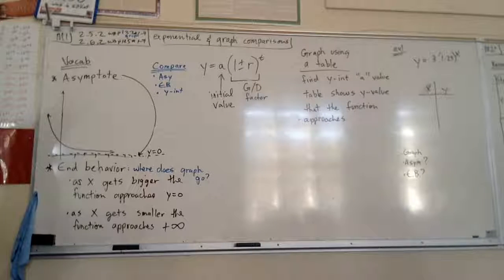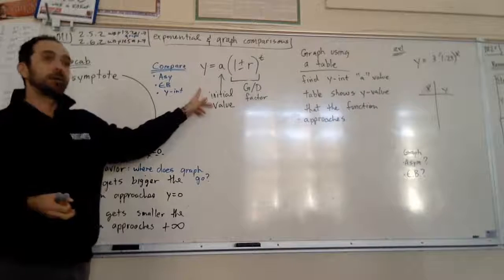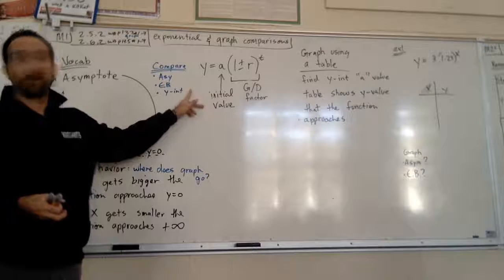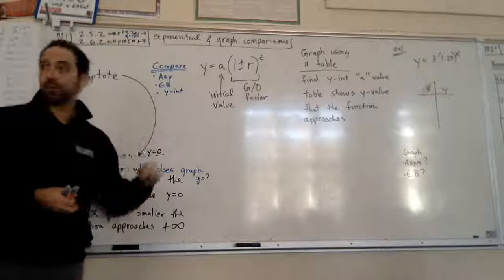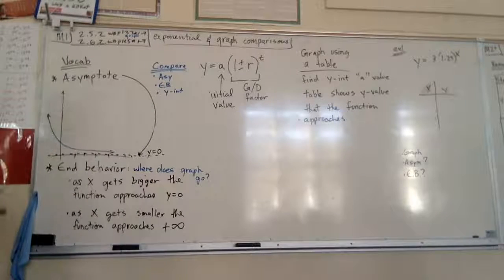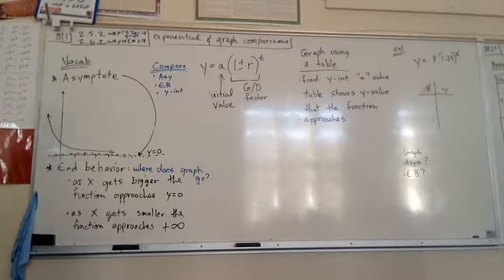Today is just first remembering how to do exponentials. Remember, these are exponentials, our growth rate, our decay rate. And then we have to learn some vocabulary to compare the two graphs, okay? So we're going to use a table. You don't have to do anything tricky. We'll just use a table.